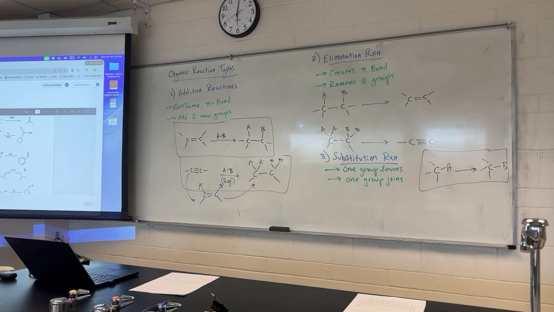We're gonna start learning mechanisms here. You're gonna learn a lot more mechanisms in OChem 2. My students say when they get into biochem, the mechanisms from OChem 2 are just a lot of what they see in biochem.